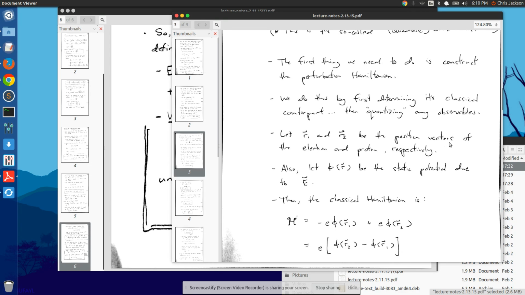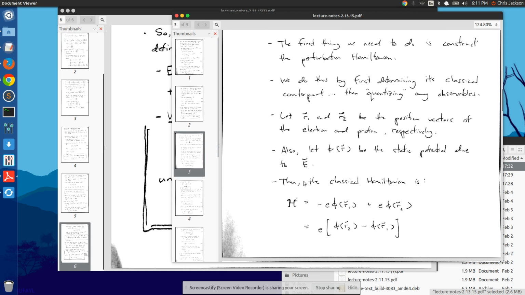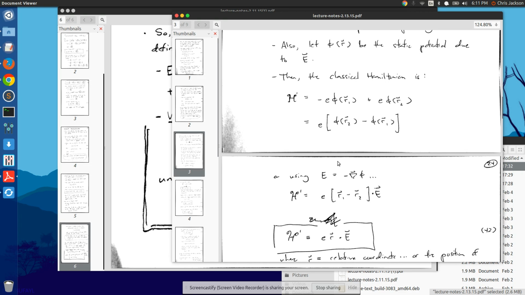Let's set up our coordinate system where r1 and r2 are the position vectors of the electron and the proton, respectively. And phi is going to be the electrostatic potential due to our electric field, because we know that this thing is going to interact via this electrostatic potential. So the classical Hamiltonian that we would write down would be the charge, in this case the electron, times the electrostatic potential, plus the same for the proton. So this is what our Hamiltonian looks like.